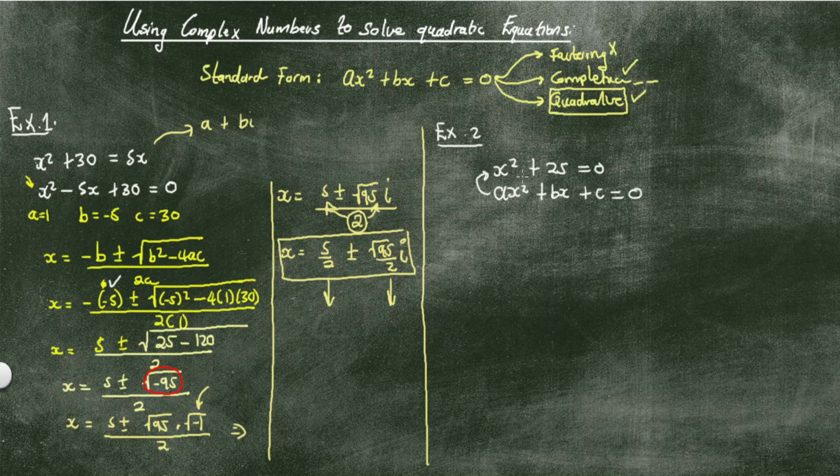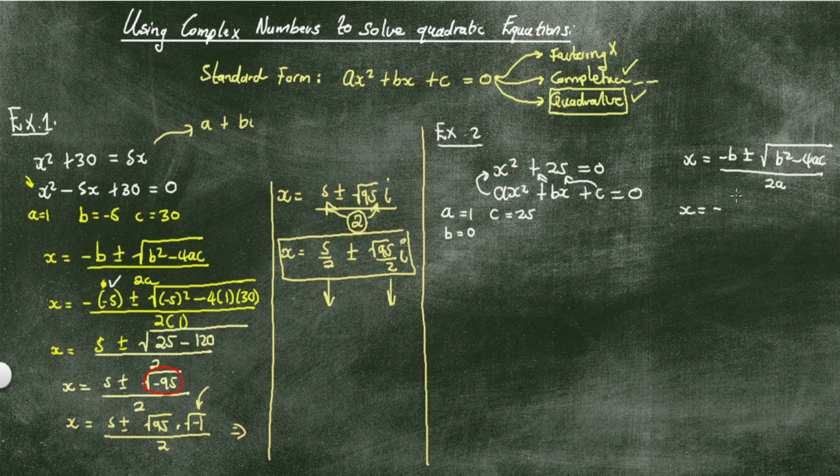The a is 1. The c is 25. B is going to be 0. There is no bx, so the b we're going to make 0. We can go ahead and calculate using the quadratic formula: minus b plus or minus the square root of b squared minus 4ac, over 2a. Then a is 1, b is 0, and c is 25.